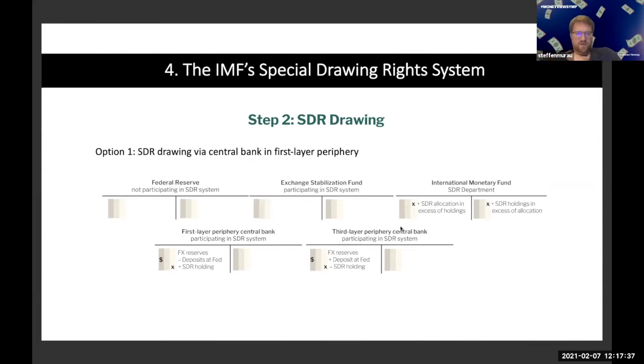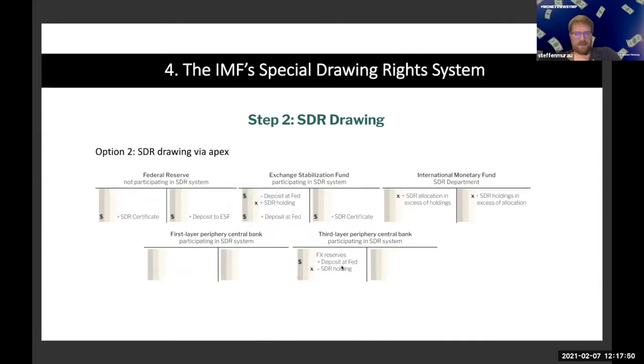But what we're interested in is how it is possible to access the Fed's balance sheet for this third layer periphery central bank through the SDR system. And this is the second option. So here they get the liquidity. The second option is they would interact with the Exchange Stabilization Fund. So they sell SDR holdings to the Exchange Stabilization Fund, receive dollars for that, and then the Exchange Stabilization Fund can issue SDR certificates, which have to be bought by the Fed. And then you see an expansion of the Fed's balance sheet, and then you can argue that really new dollars have been created by the Fed and supplied to this third layer periphery central bank. If this happens in practice, probably, if at all, to a very limited extent.